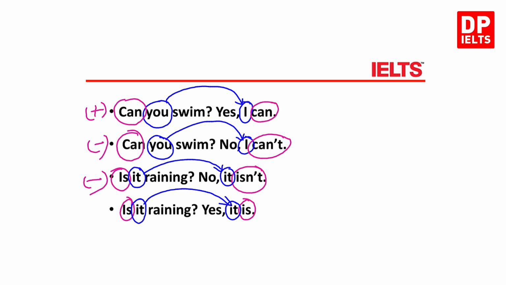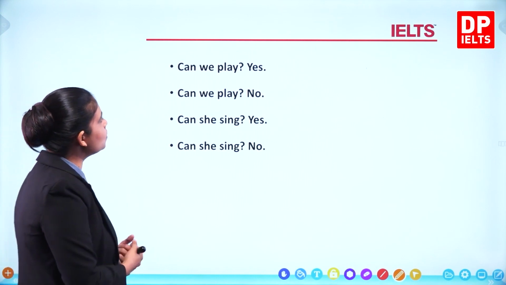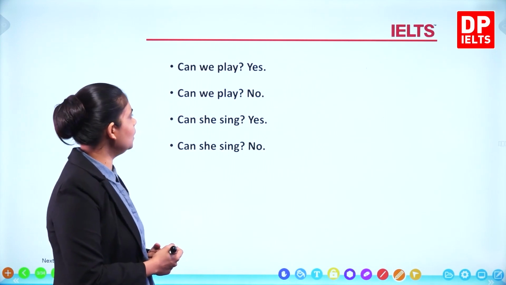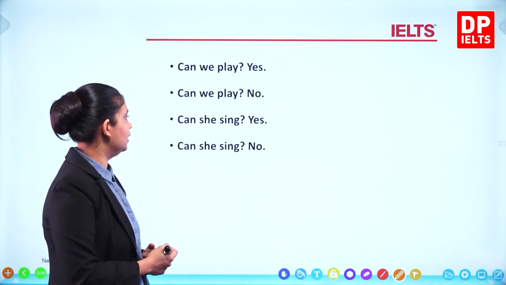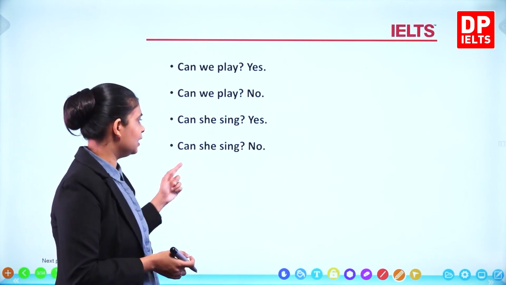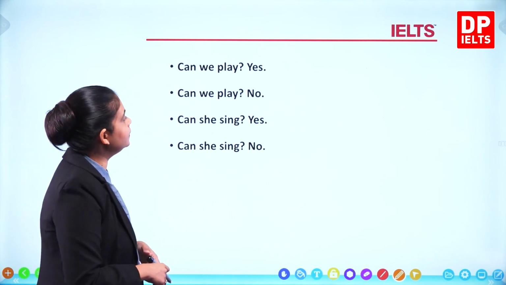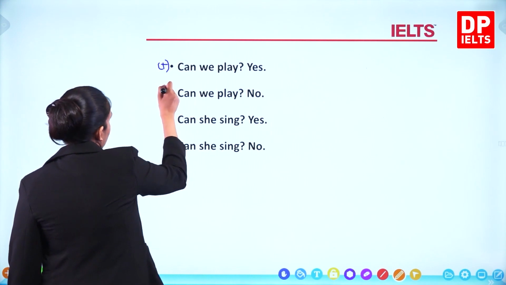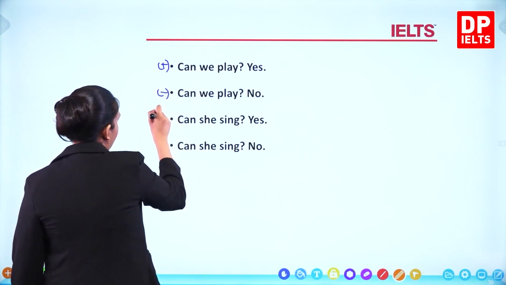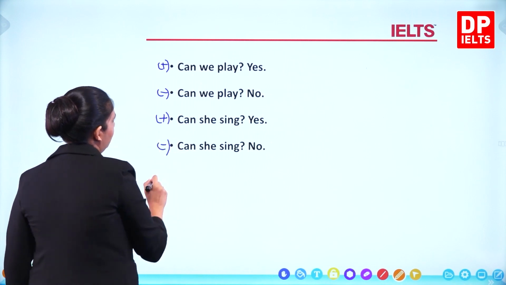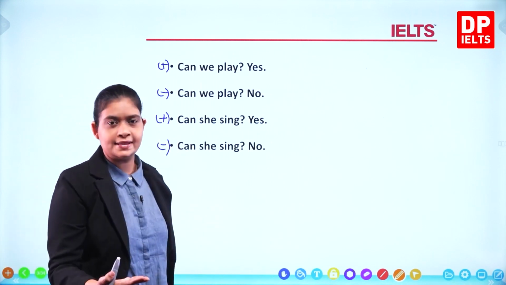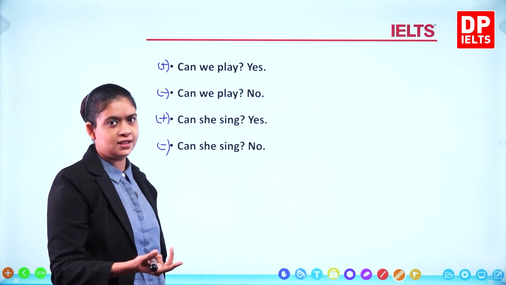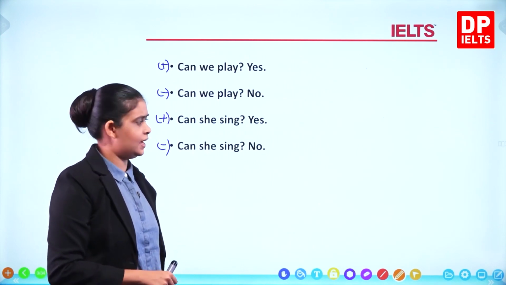Yes, it is. Moving on, let's have a look at some more examples. Can we play? Yes. Can we play? No. Can she sing? Yes. Can she sing? No. So if you see here, positive, negative, positive, negative, right? Can we play? Yes. Can we play? No. Can she sing? Yes. Positive. Can she sing? No. Negative.